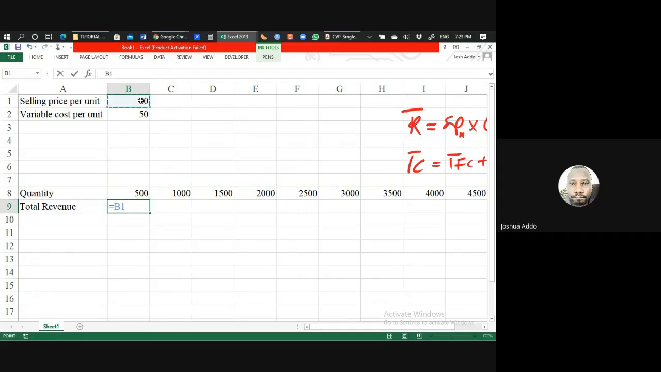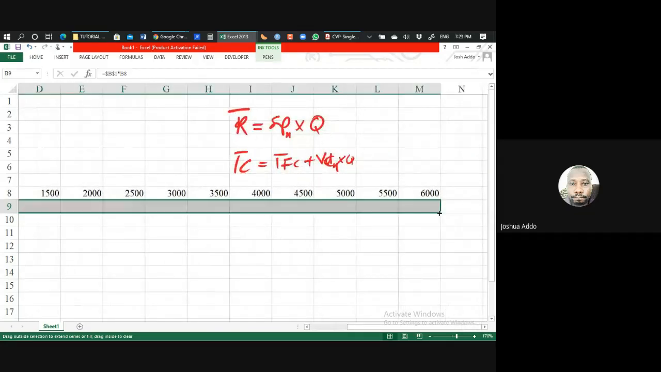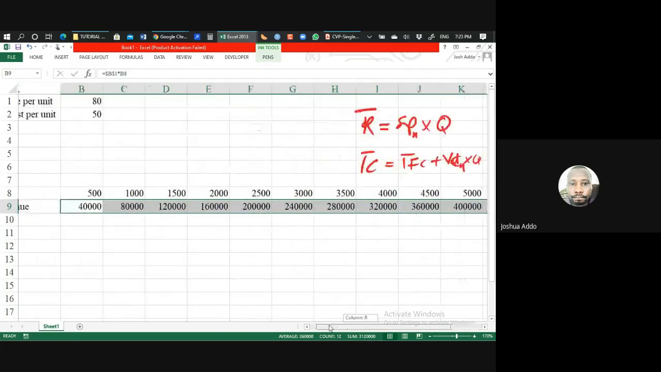The 80 has to stay where it is, so I have to make it an absolute cell reference. For an absolute cell reference, you just put a dollar sign before the column letter and a dollar sign before the row number. But you don't worry about this, okay? All you need to know is that total revenue is equal to selling price per unit, 80, multiplied by, so I'm going to do times this 500. Okay, so at quantity 500, our total revenue is 40,000. And then I'll drag to cover the rest. The program will accurately calculate all the total revenues for all of those quantities.